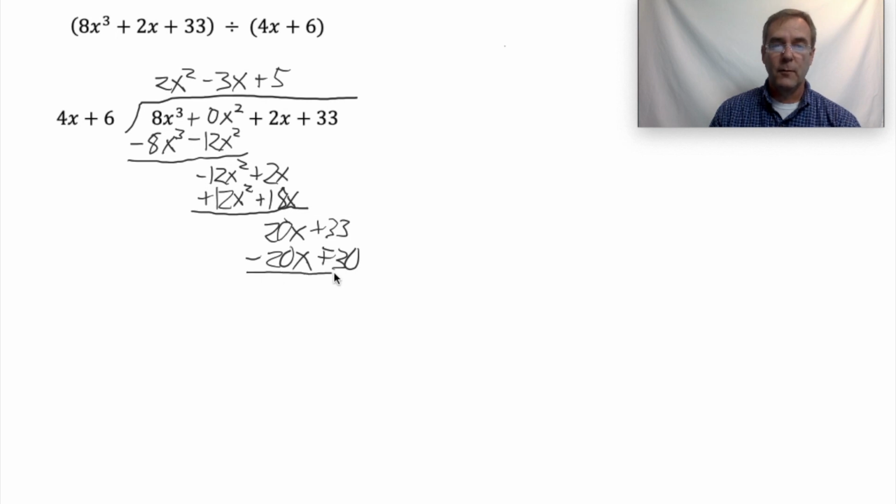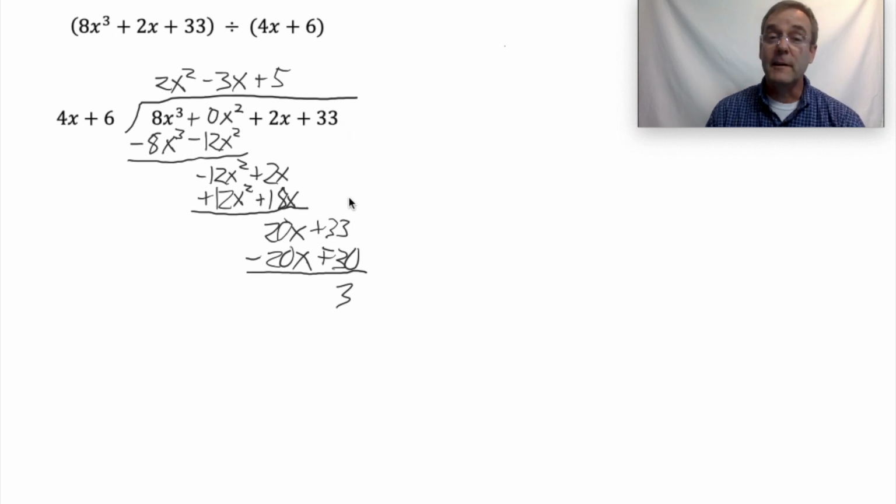And now we can draw our big subtraction bar. 20x minus 20x leaves me with nothing. 33 minus 30 leaves me with 3. Now there is no term I could put up here that I could multiply against the 4x to make 3, and there's nothing else to bring down. That 3 is what remains from the original dividend that wants to be divided but can't be.